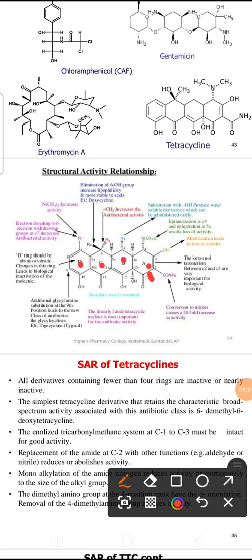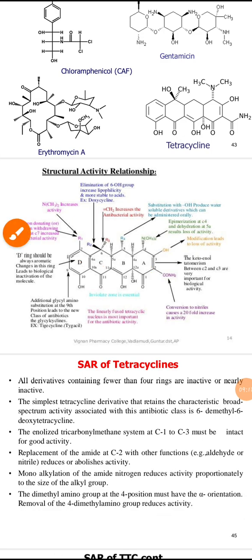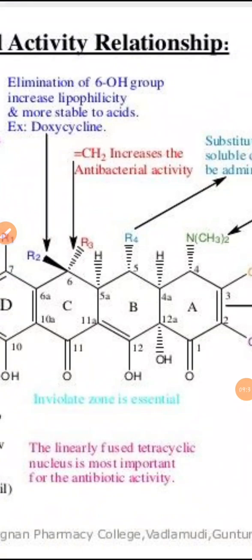The simplest tetracycline derivatives that retain the characteristic broad spectrum activity are 6-demethylated and 6-deoxytetracyclines. What does it mean? They are tetracycline derivatives that contain no alkoxy, no OH group, no alkyl group at the 6th position. They are potent compounds. This is the 6th position.